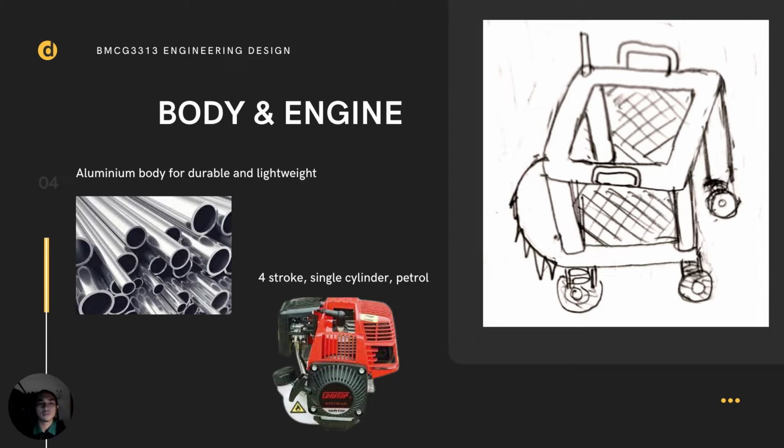For the body, I prefer using aluminium due to its strength, which is durable and lightweight. For the engine, I recommend using a commercial grass trimmer engine because of the simple combustion process and the fuel efficiency.